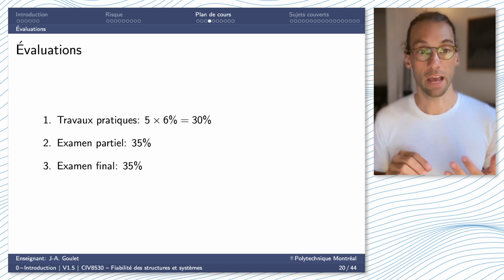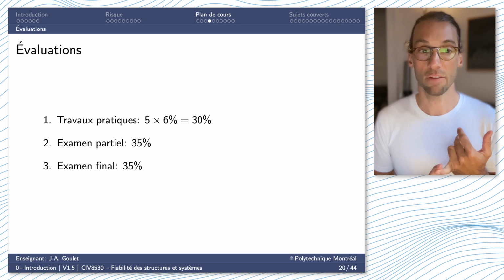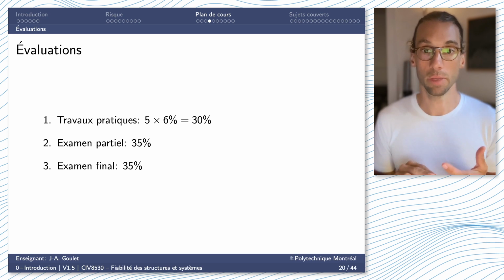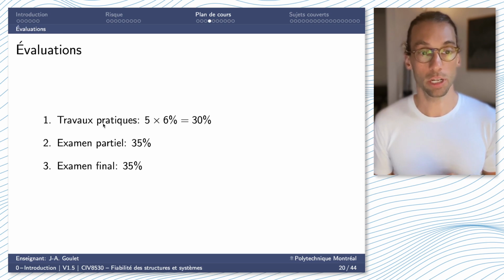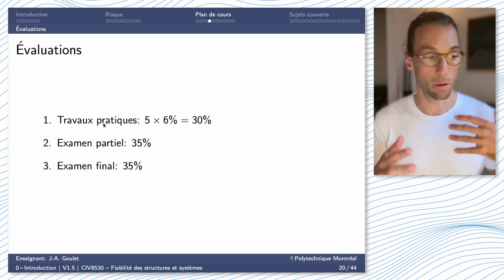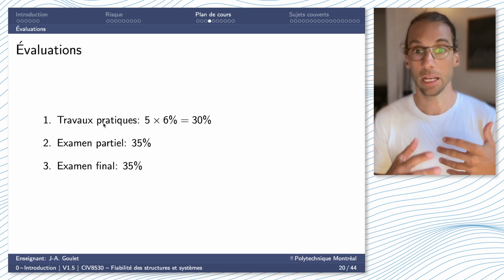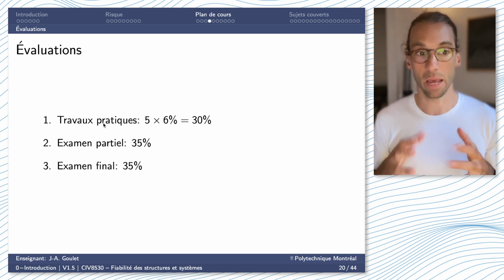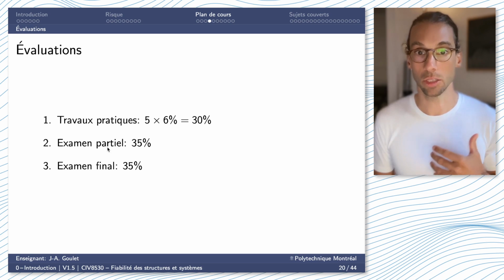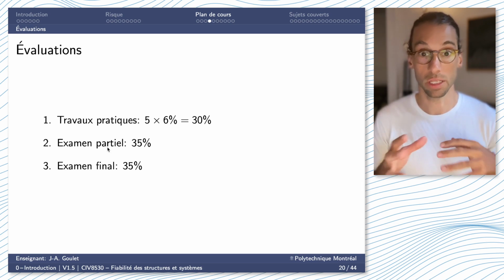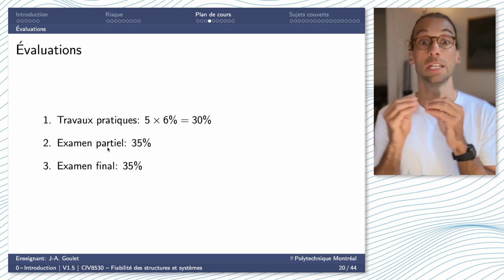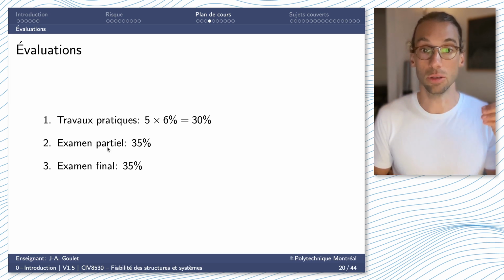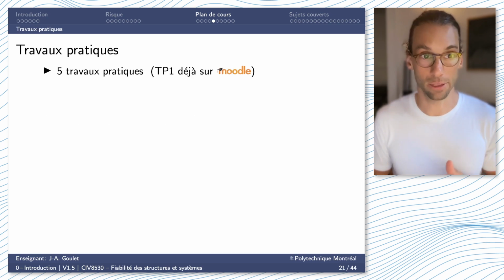So for the evaluation, we're going to have five homeworks worth 6% each, and there are going to be two exams, one midterm and one final exam, for 35% each. The practical work is going to involve really programming and implementing the key concepts and key methods associated with reliability. The exams are going to be associated with understanding questions. We're going to cover the theory we're seeing and verify that you really understand the key concepts, not only that you've looked at the formula and you're applying the formulas.